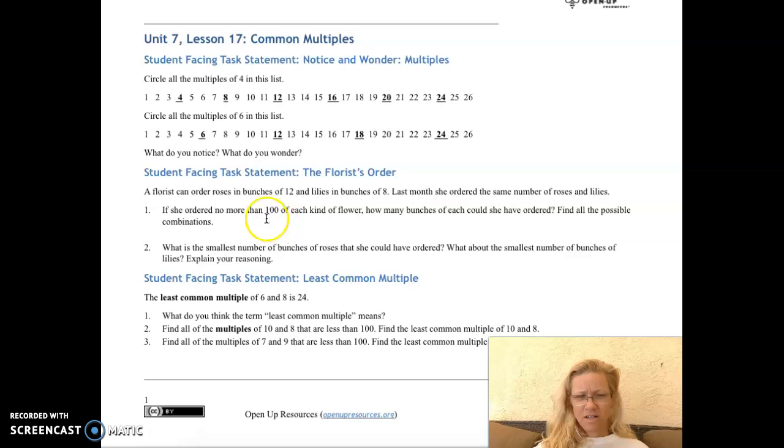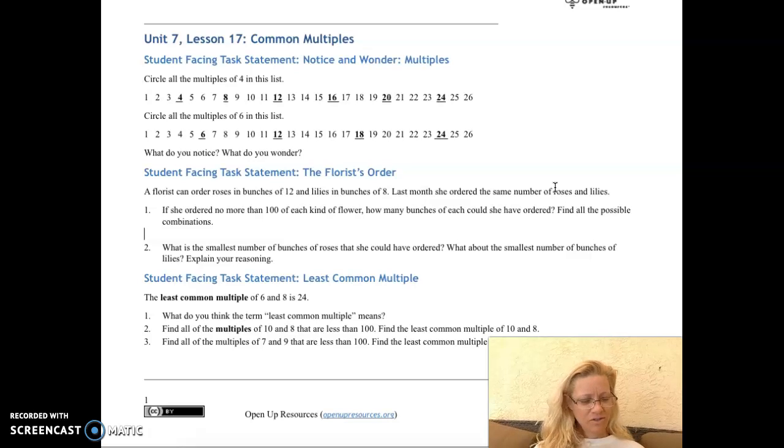Okay, so let's read it again. A florist can order roses in bunches of 12 and lilies in bunches of 8. Last month she ordered the same number of roses and lilies. Okay, she ordered the same number. So that means those numbers have to be the same. What is it they're asking me to do?